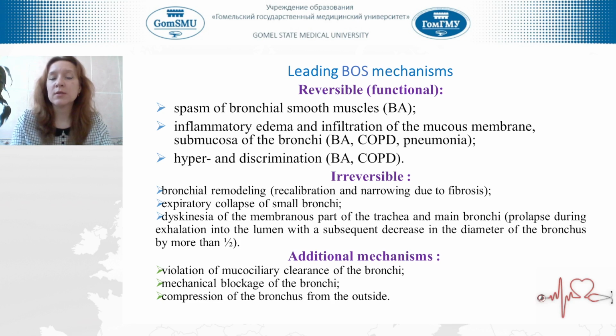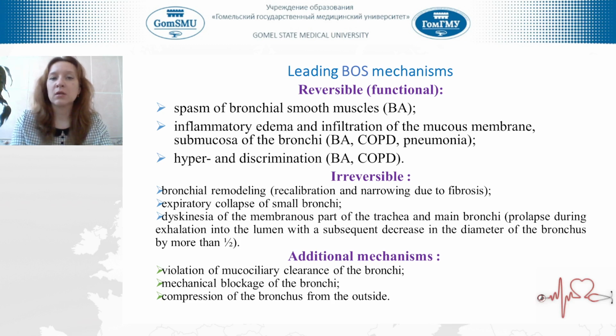Let's look at the mechanisms of broncho-obstructive syndrome. There are three main reversible mechanisms. First, it's functional, and the reason is spasm of the bronchial smooth muscles. It's specific for bronchial asthma. Second, inflammatory edema of the mucous membrane and submucosa of the bronchi. The reasons can be bronchial asthma, COPD, or pneumonia. And third, hypersecretion. It's specific for bronchial asthma and COPD.